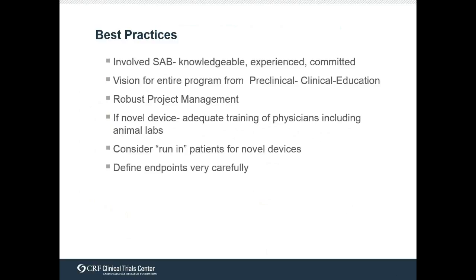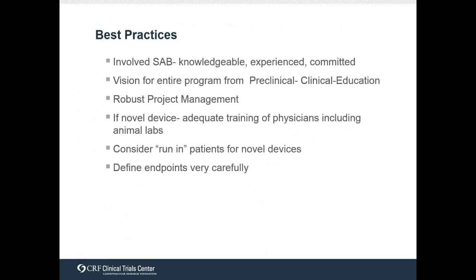We also would consider doing run-in phases of the study with the device, so that the actual data that will be presented is after some training has occurred with the device. And this obviously is a challenging area of making sure that with novel devices, we strike the right balance between bringing innovation early to patients and physicians and interventionalists being fully trained. And obviously, as already mentioned, defining the endpoints very carefully.